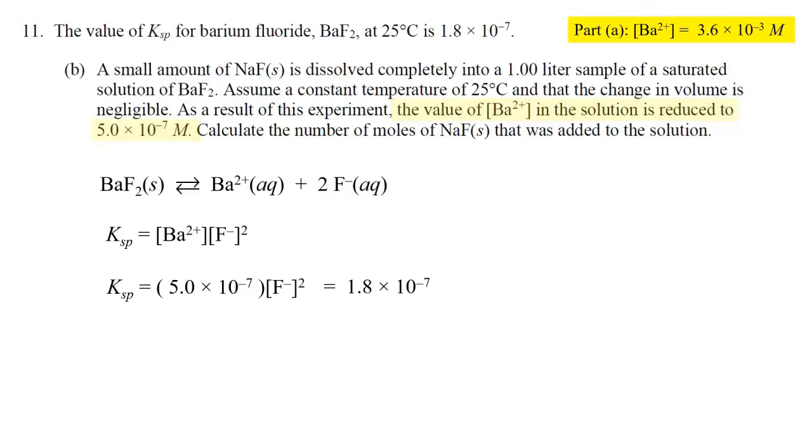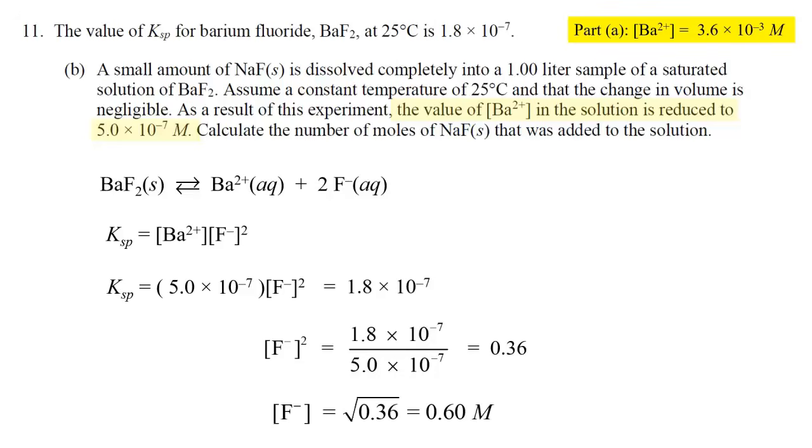So we have 1.8 times 10 to the negative 7, that's our Ksp. Let's divide by the concentration of barium. So divide by 5.0 times 10 to the negative 7. So now we have that the concentration of the fluoride ion squared is equal to 0.36. We'll take the square root of 0.36, and so we get our answer. The concentration of the fluoride ion in this new solution is now 0.60 moles per liter. So how did they get a concentration of the fluoride ion of 0.60 moles per liter?